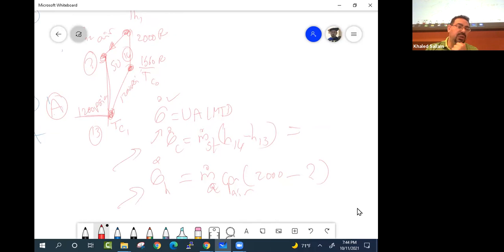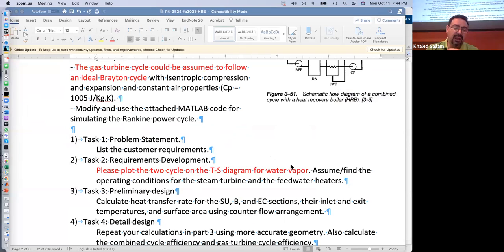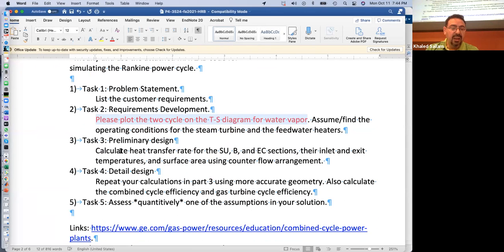In the project, he said he just wants you to run a very simple calculation at task 3. He said in part 3, calculate the heat transfer rate, the inlet and exit temperatures, and surface area using counterflow arrangement. Just for simplicity, assume counterflow. So the F is 1, and you just say Q is UA delta T. Get the delta T, and you'll be able to calculate the area.